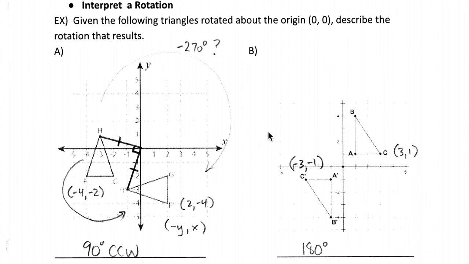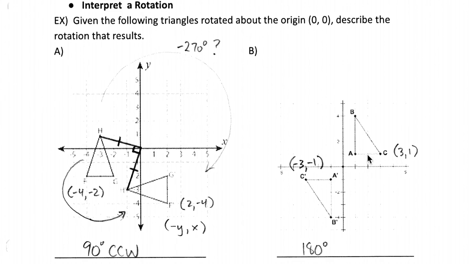Let's take a look at one more example here, just interpreting a rotation. So here we see another triangle ABC rotated in some fashion over to this ABC prime triangle. Maybe you already knew that that looks like it's a 180-degree rotation. But again, one way that we can prove it is by looking at our coordinates. For example, if we look at the coordinate C, that's at 3, 1, and C prime is at -3, -1.